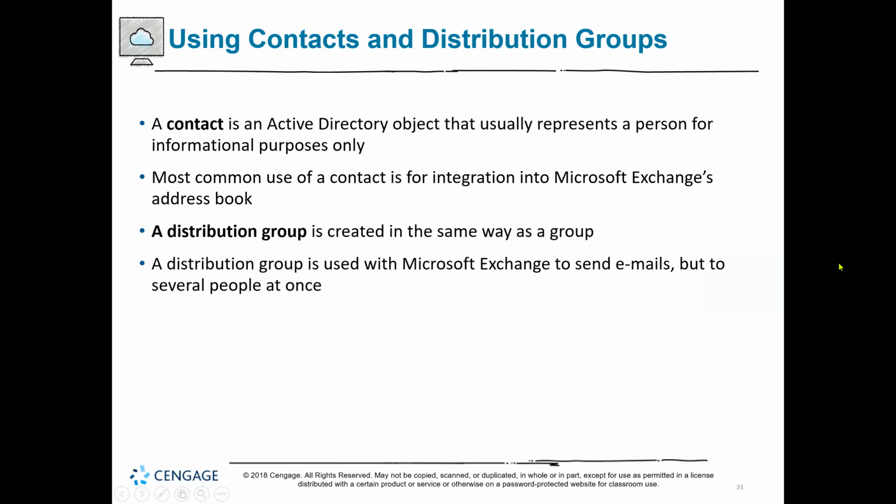Using contacts and distribution groups. A contact is an Active Directory object that usually represents a person for informational purposes only. Most common use of a contact is for integration into Microsoft Exchange's address book. A distribution group is created in the same way as a group. A distribution group is used with Microsoft Exchange to send emails to several people at once.